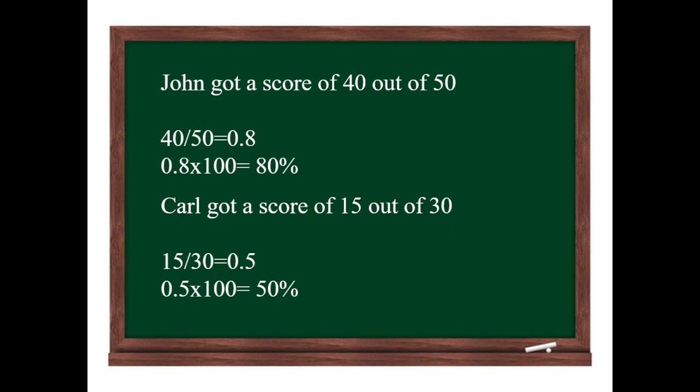Now, in example number 2, Carl got a score of 15 out of 30. Same computation as in example number 1. So 15 divided by 30 is equal to 0.5. 0.5 times 100 is equal to 50%.